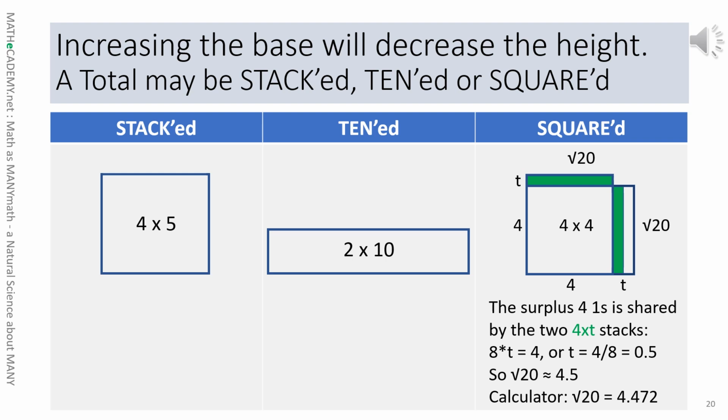The surplus, 4 1s, is shared by the 2 4 times t stacks. This gives 8 times t equals 4, or t equals 4 over 8, equals 0.5. So the square root of 20 is close to 4.5. The calculator says that the square root of 20 is 4.472.